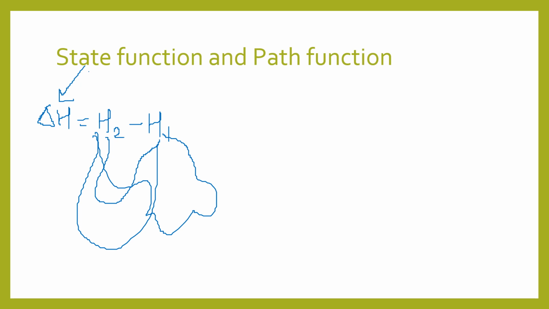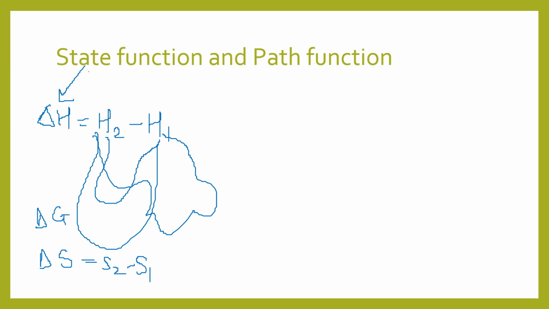So remember, state function, all the properties like delta H, delta G, delta S, where the answer is just S2 minus S1. Wherever you just write S2 minus S1, it is a state function. I repeat the definition. State functions are the functions which depend only on the initial and the final state. It is independent of the path followed.